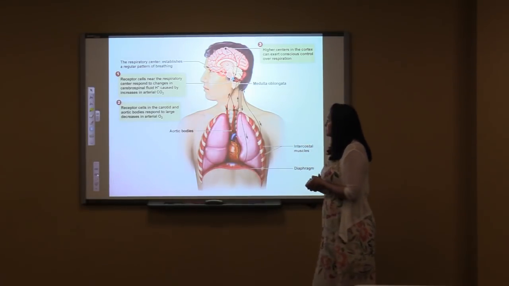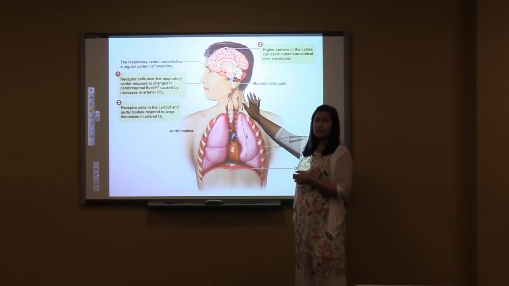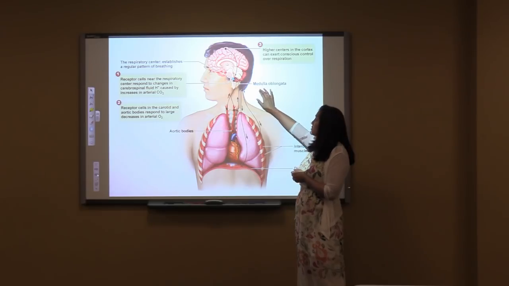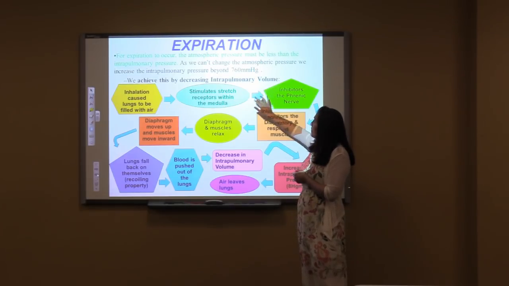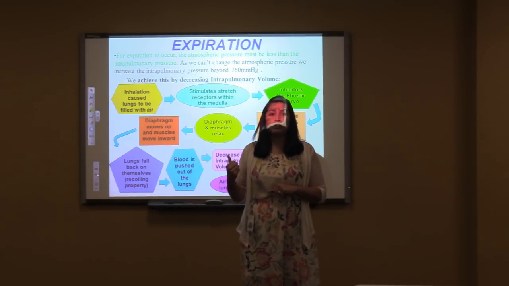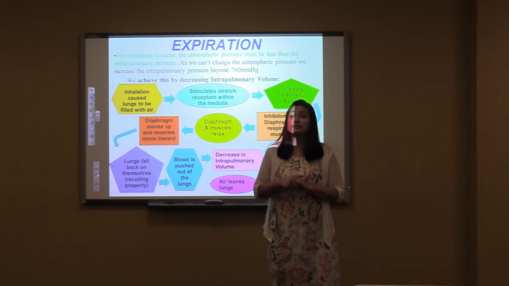Okay? So this is a slide just showing you the central and peripheral chemoreceptors as well as the cerebral cortex, the higher brain centers. Okay. So we talked about inhale. Now we're going to talk about exhale and how that happens, again step by step.